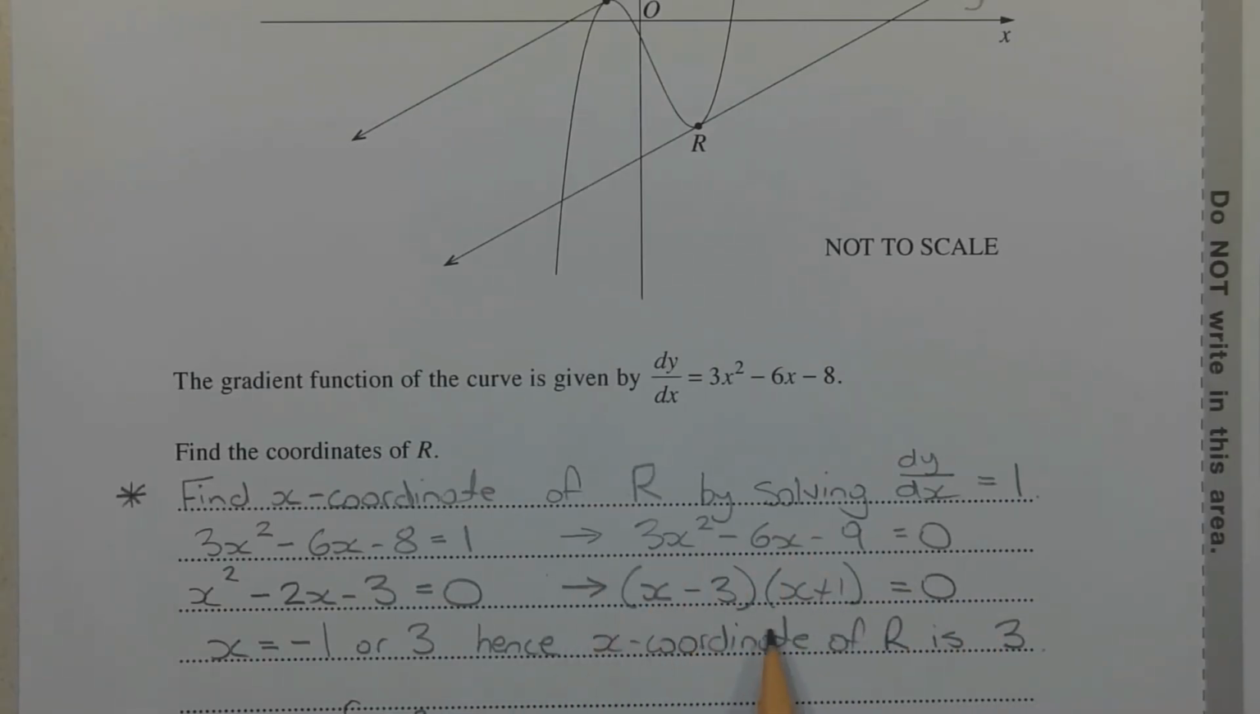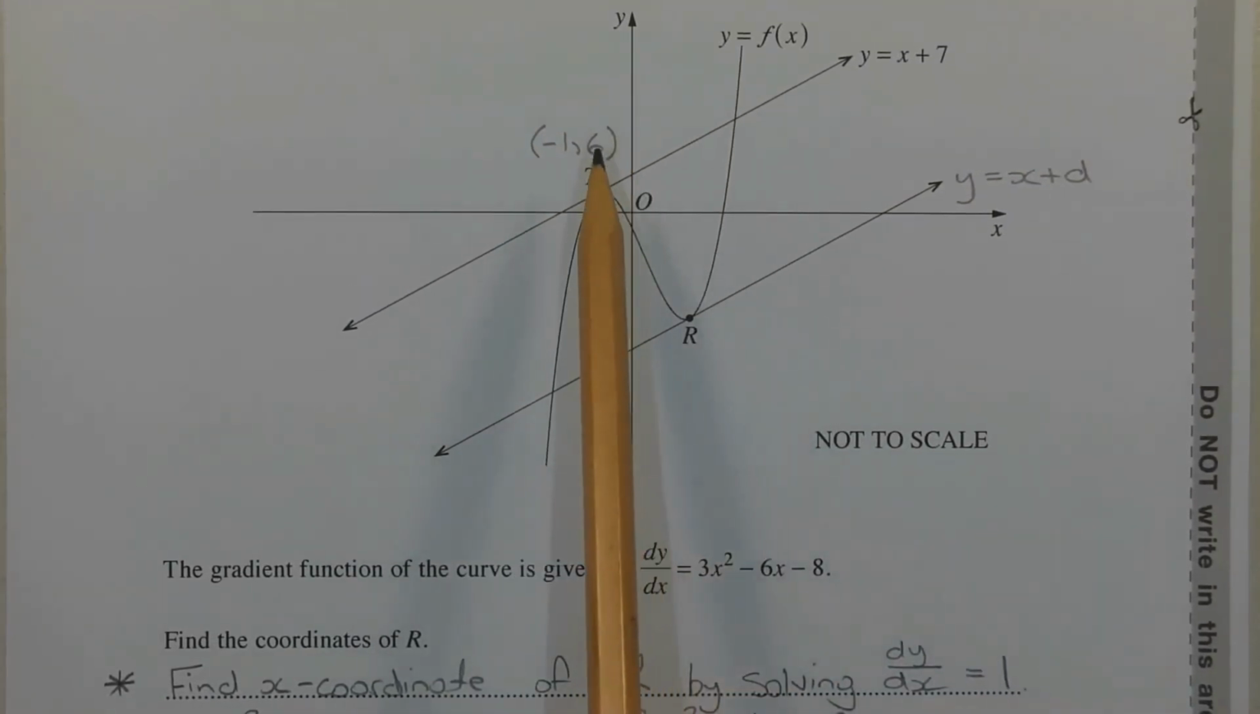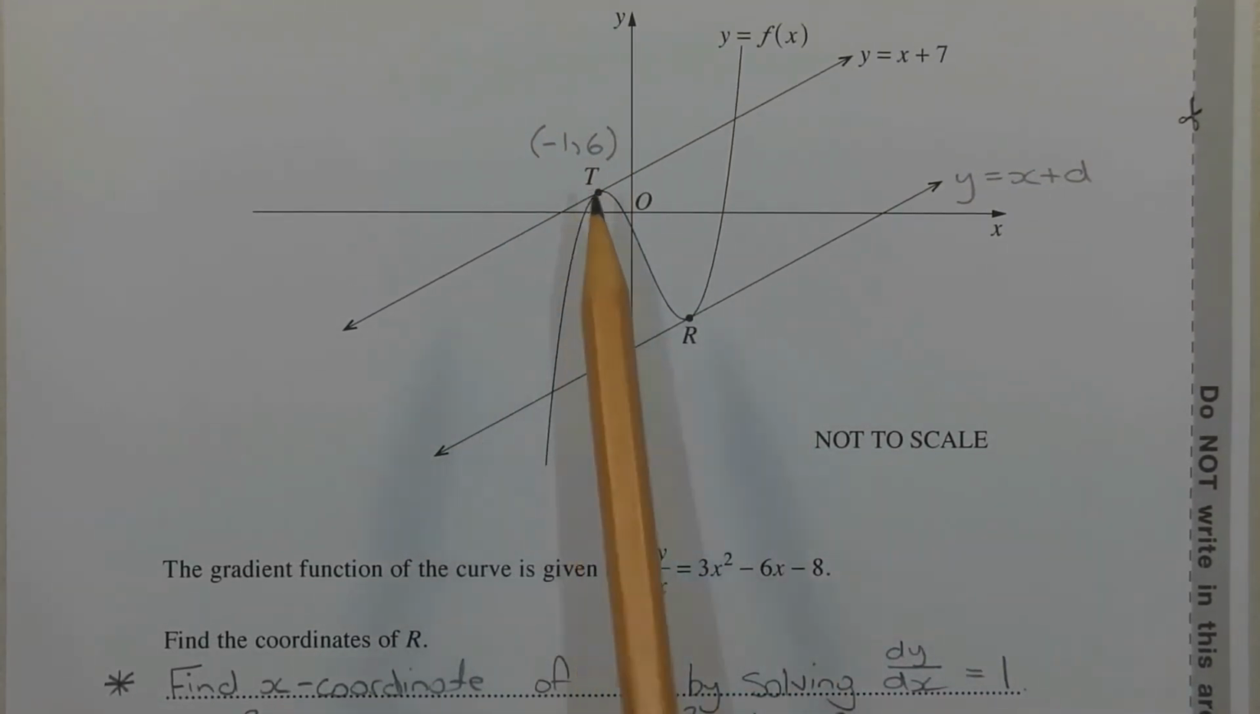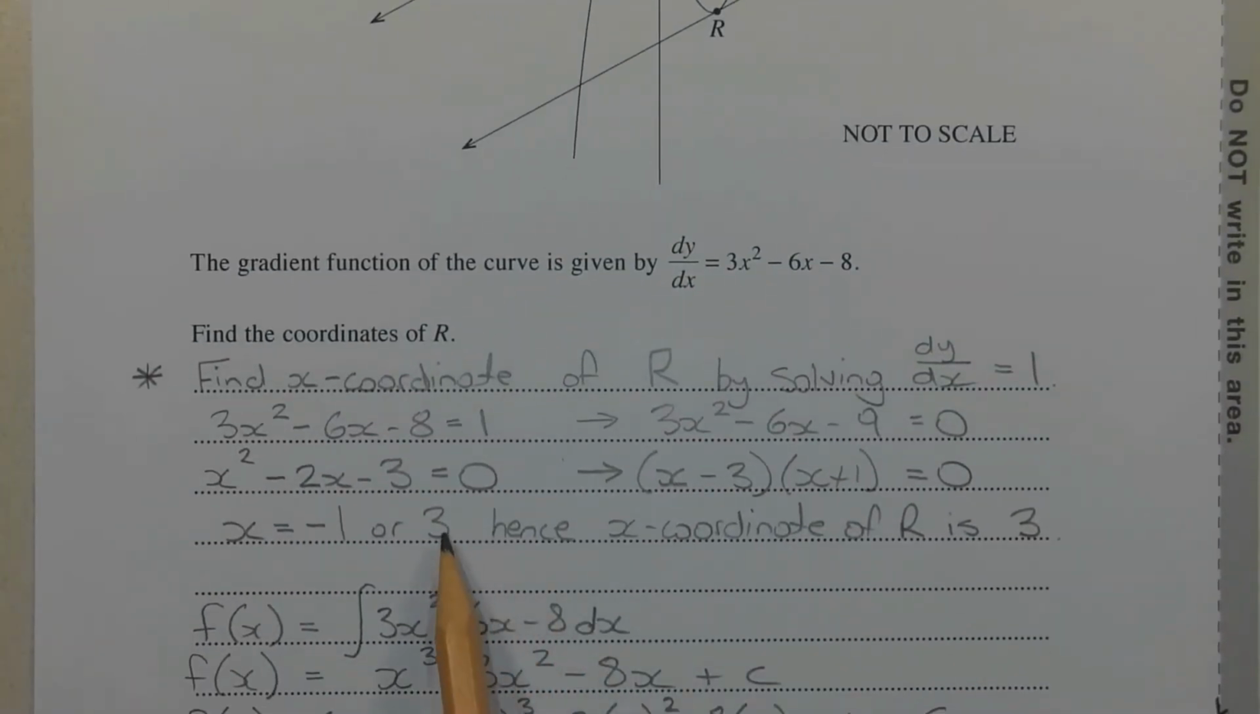So from this expression here, we have these two solutions, x equals negative 1 or x equals 3. Now, x equals negative 1 corresponds to the x-coordinate of point T, but we want the x-coordinate of point R. So it's the second solution, 3. Hence, the x-coordinate of point R is 3.